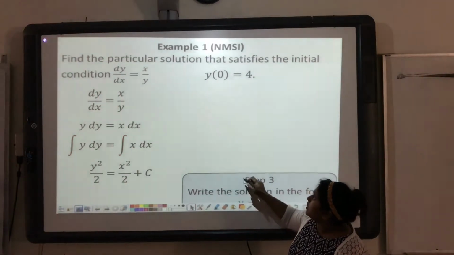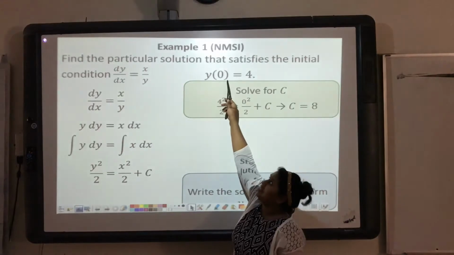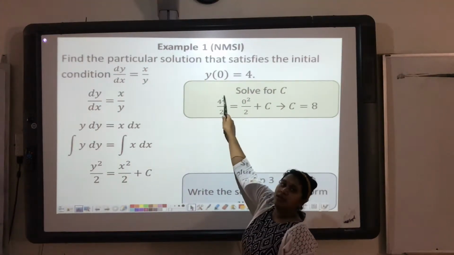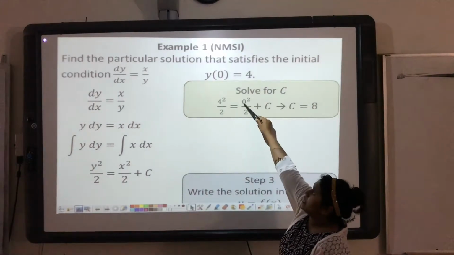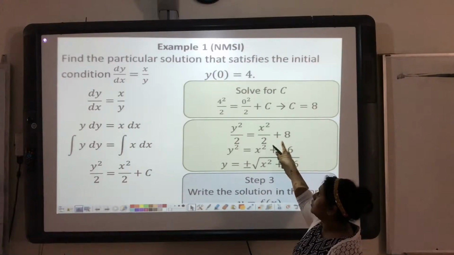In this one, we're going to go ahead and solve for c. It's pretty easy. So we plug in, because we know these conditions. Y of 0 is going to equal 4. So this is my x value. This is my y value. So I plug it in. My y now becomes 4. My x now becomes 0. And from there, I can solve for c. And we know that c is now going to equal 8.